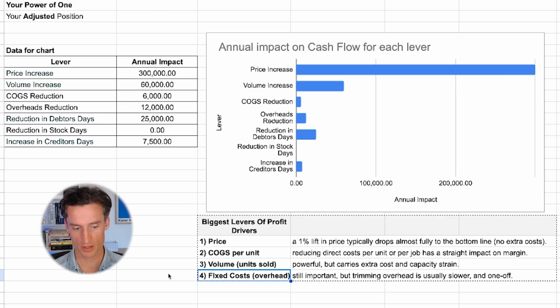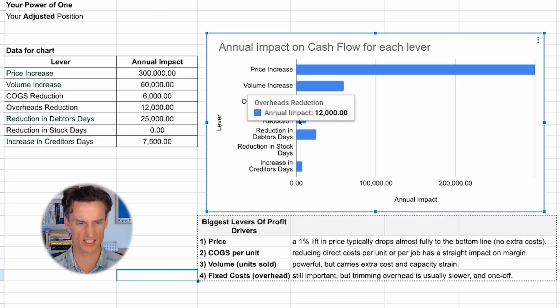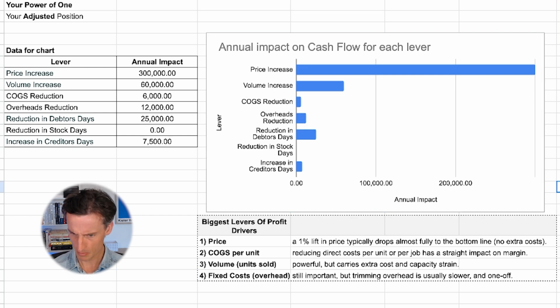And then fourth on the power rankings is fixed costs. You can kind of see it here from the annual impact of the overheads reduction. Once you've done it once, that's it. It's set in time. Once you've trimmed that as low as possible, it's just about keeping it in balance. So that is somewhere where I go looking for low-hanging fruit when I first start with clients, but the bigger multipliers are the ones above in terms of price, cost of sales per unit, and then volume as well.